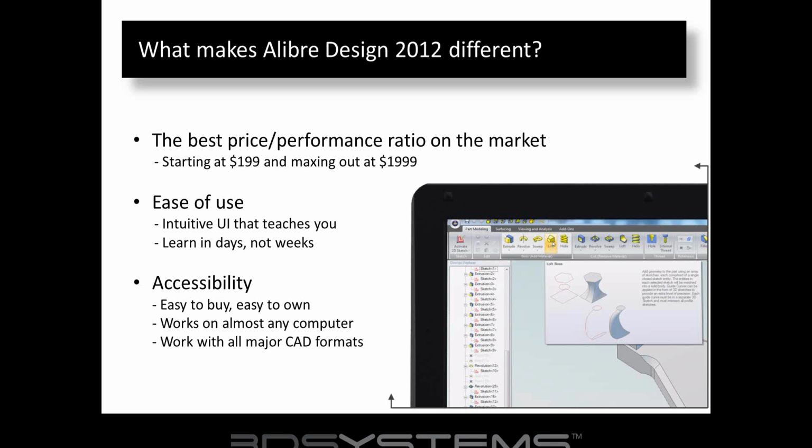And then also the accessibility. Alibre Design is easy to buy, it's easy to own. It works on almost any computer. It has fairly low system requirements. And it works with all your major standard CAD formats like IGES, STEP, STL, etc.